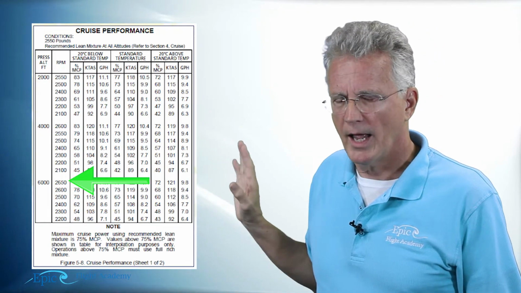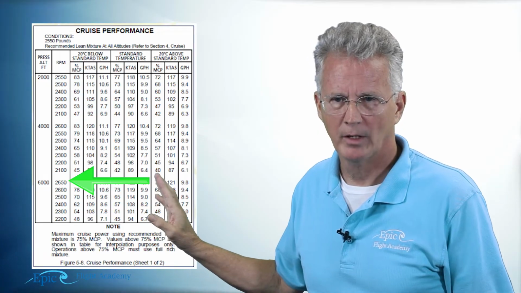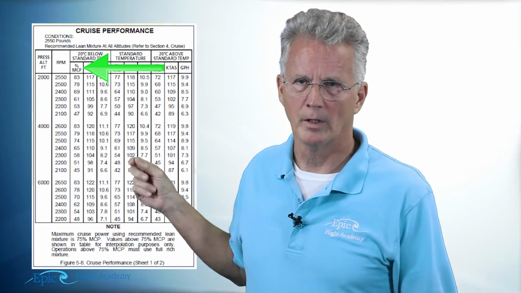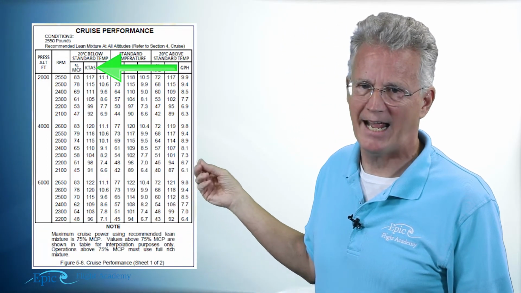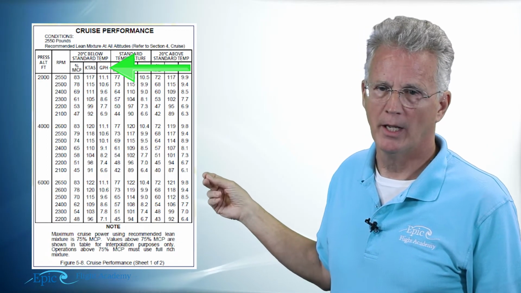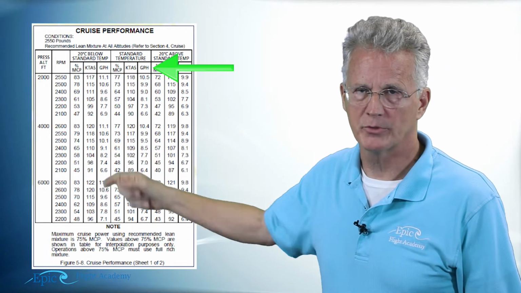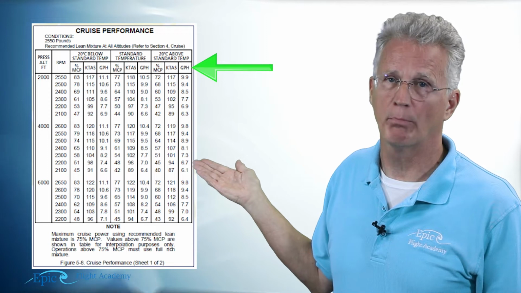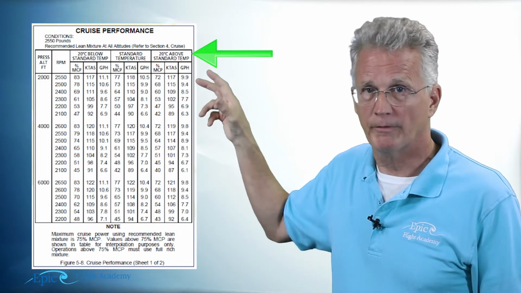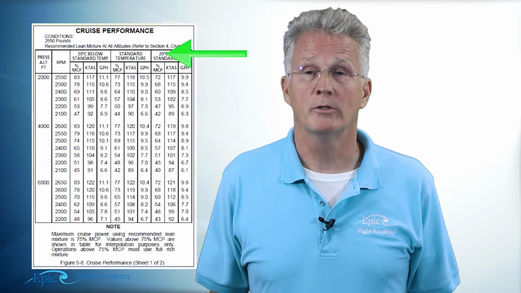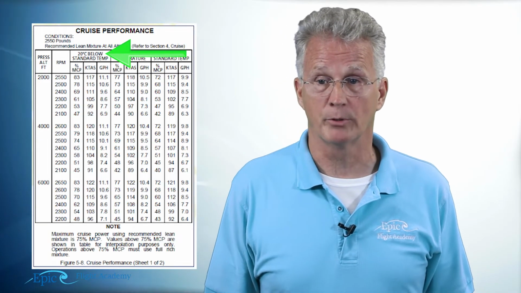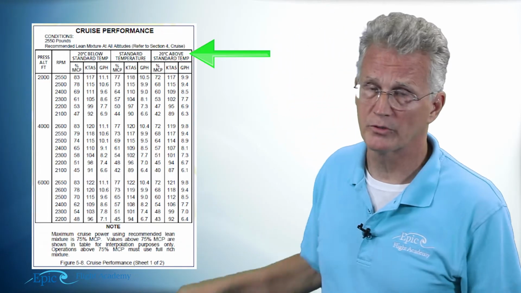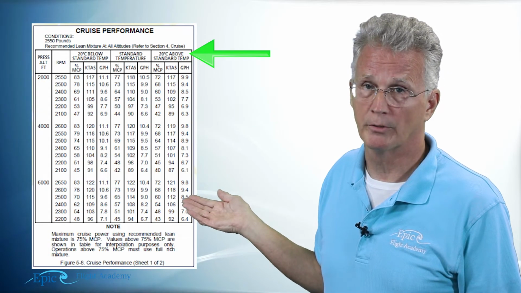Okay, as I move to the left, notice I'm seeing percent MCP, and you see that right up here, KTAS, and GPH. And that's repeating itself 3 times. It's repeating itself because if you notice up near the top, there is a temperature correction. The first 3 columns are for 20 degrees Celsius below standard temperature. The next 3 are for standard temperature, and the last 3 are 20 degrees Celsius above standard temperature.